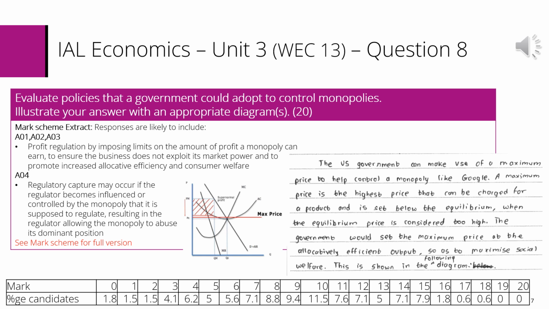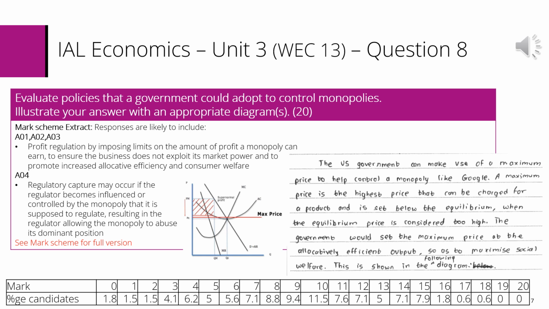Question 8 is our first question. This question demanded an understanding of policies the government could adopt to control a monopoly. To reach a high level, a diagram that showed the impact of the policy needed to be included. A monopoly diagram was not sufficient. I have given in the mark scheme on the left-hand side an example from the actual mark scheme of the type of diagram that will gain credit.